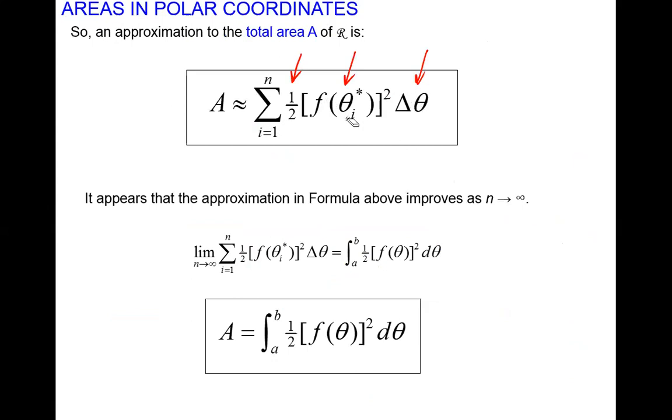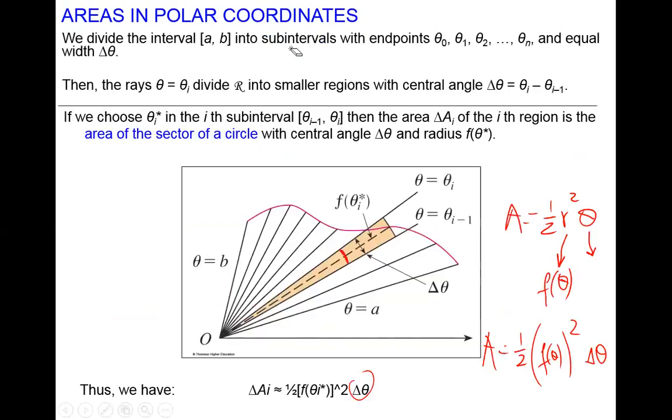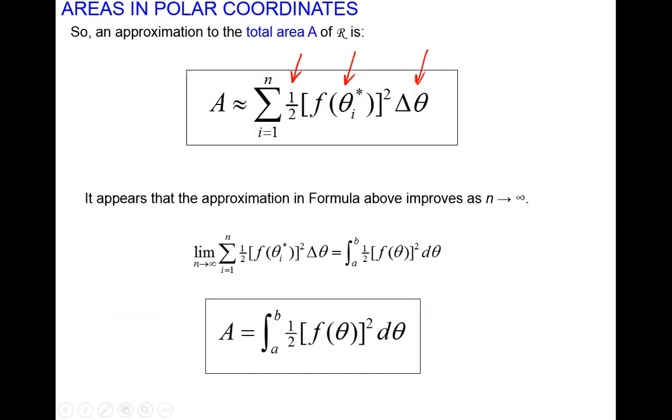Delta theta is like a thickness. That's the angle, that's the radius, that's the one half, we know that from the formula. Sigma indicates that we're adding all of them together, from 1 to n: 1, 2, 3, and so on. We're adding all of these sectors. Adding all of them, I have a nice approximation of the area of the region bounded by the polar curves.